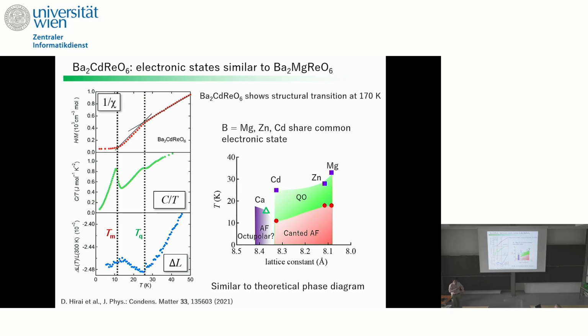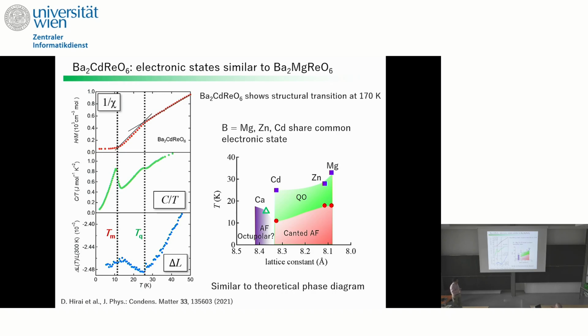So this compound is surprisingly similar to the magnesium one. It has a kink in the inverse susceptibility, and it clearly shows a different phase transition at a temperature above the magnetic transition temperature. And here we measured the thermal expansion. It shows a clear anomaly at TQ, which means we may have some structural transition here.